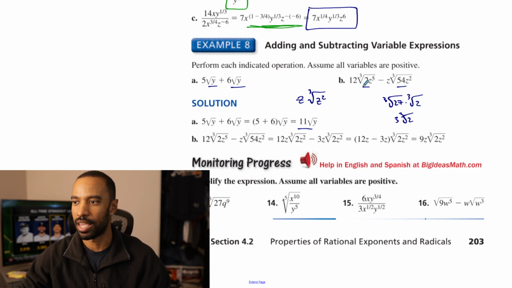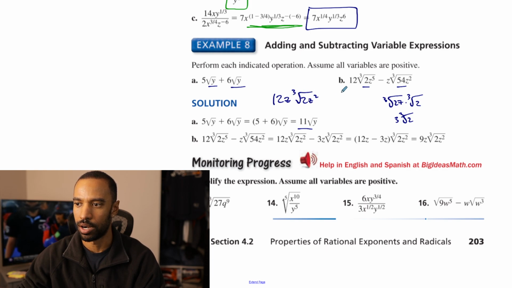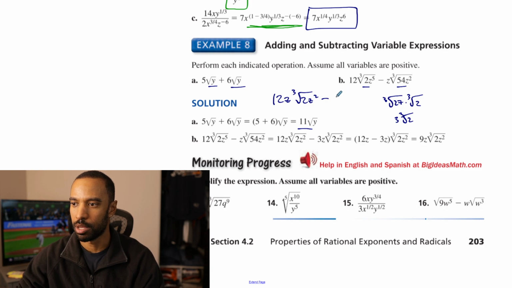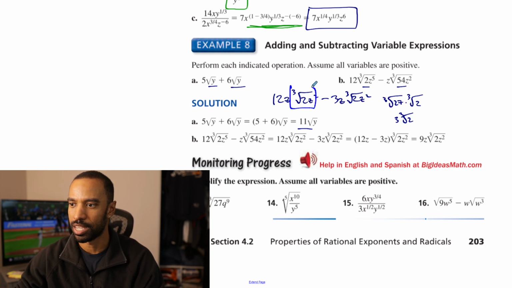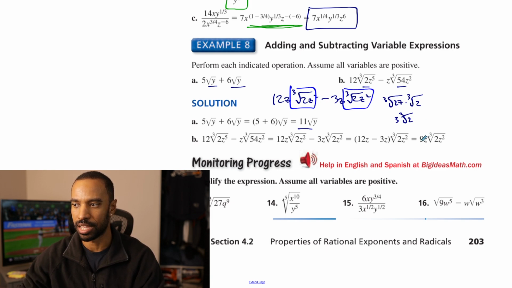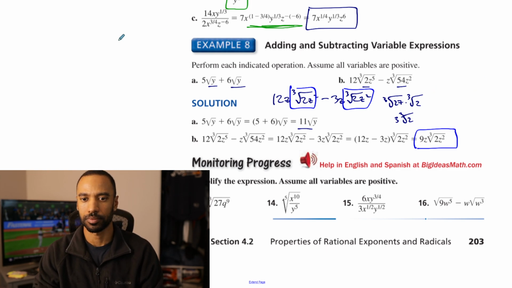So you end up getting 12z times the cube root of 2z squared minus that 3 that pulls out, 3z times the cube root of 2, the 2 stays inside there, z squared. Now these two are the same right here, and now you can combine like terms, 12z minus 3z to get 9z. So you're now left with 9z times the cube root of 2z squared.